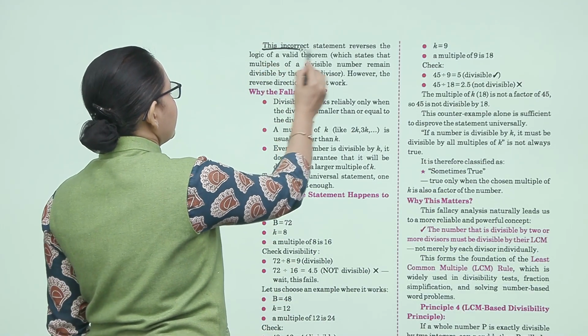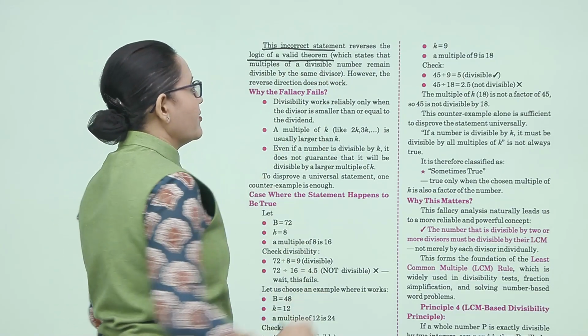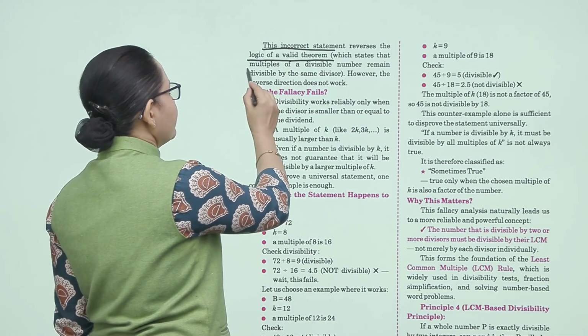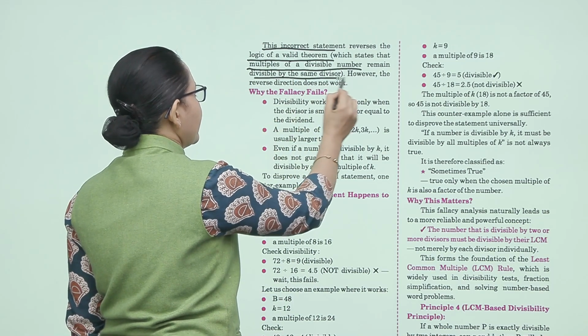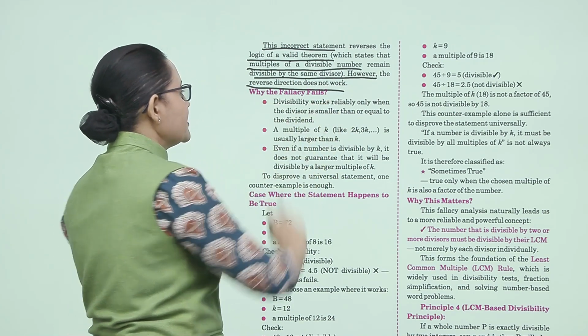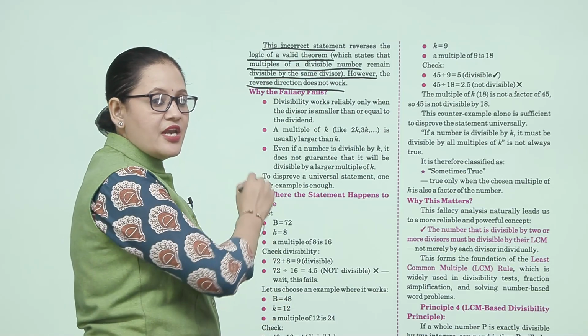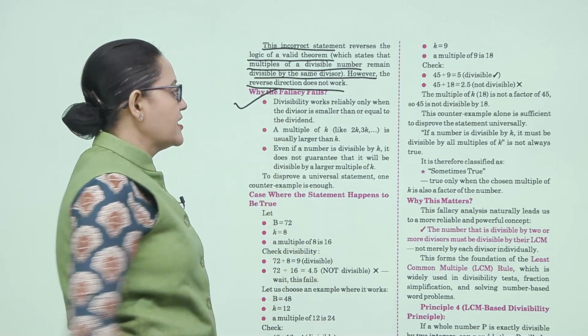This incorrect statement reverses the logic of the valid theorem, which states that the multiples of divisible numbers remain divisible by the same divisor. However, the reverse direction does not work. Now, why does the fallacy fail?